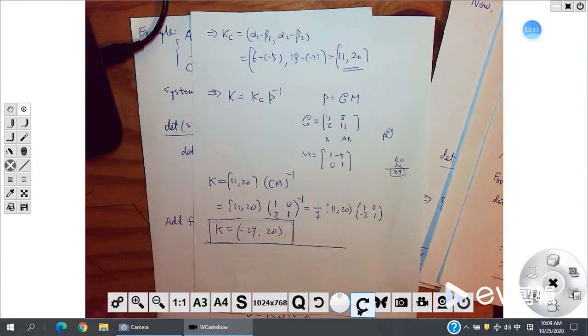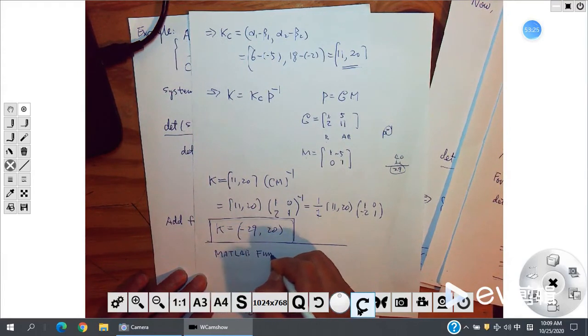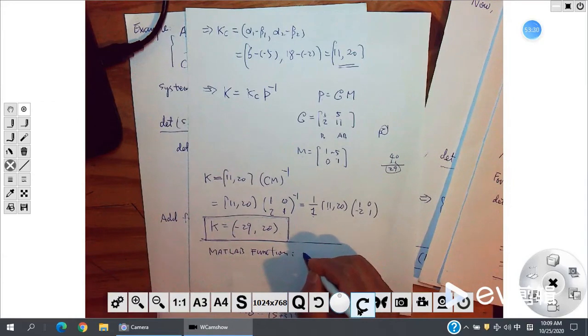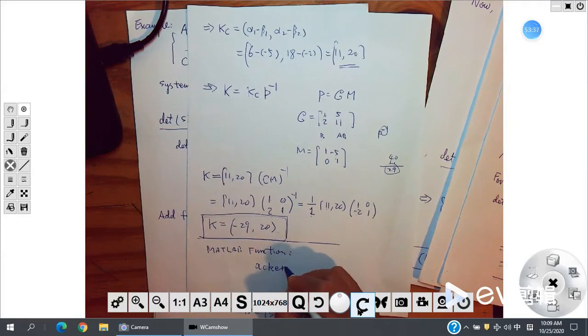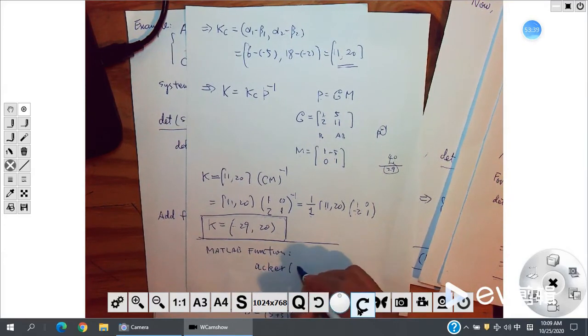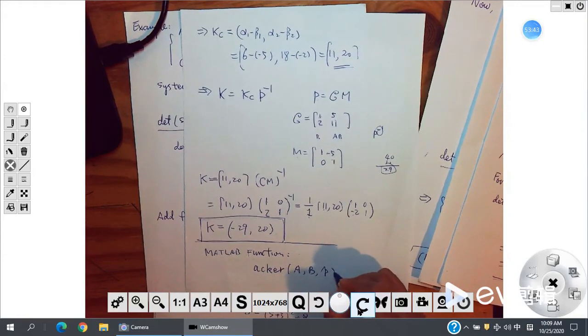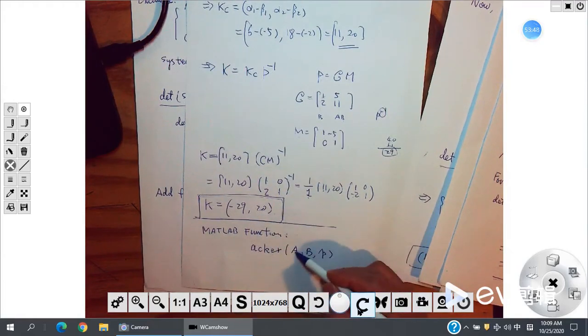This process in MATLAB, we have a function. It's an Acker something. Acker, yeah. Acker is a person's name. You need a matrix A. You need a matrix B. You need those poles. Yeah, for all the calculation we need these three, right?